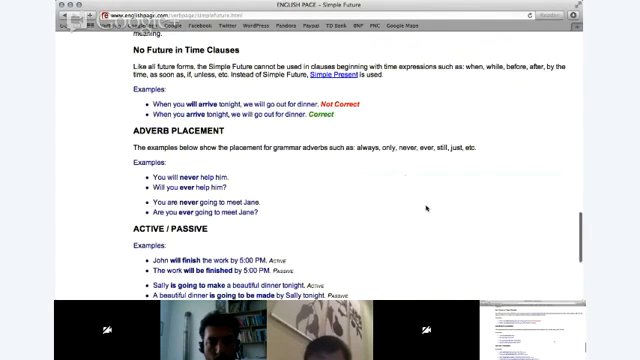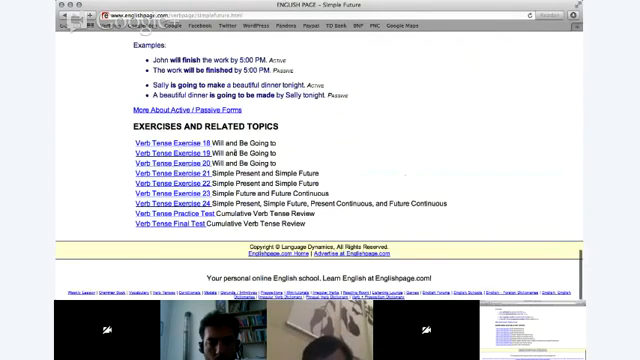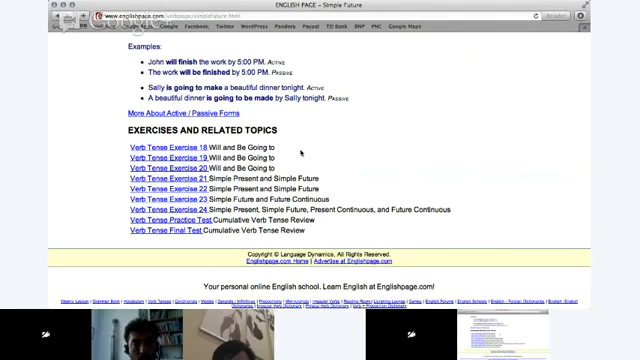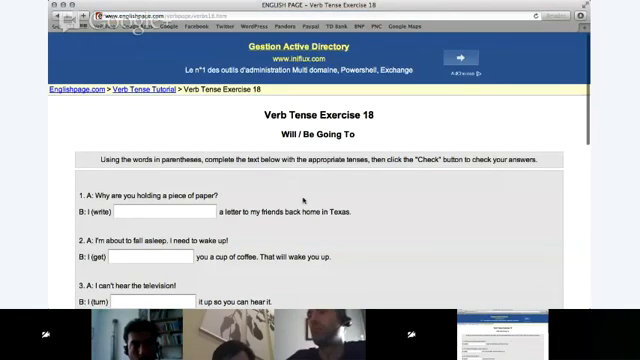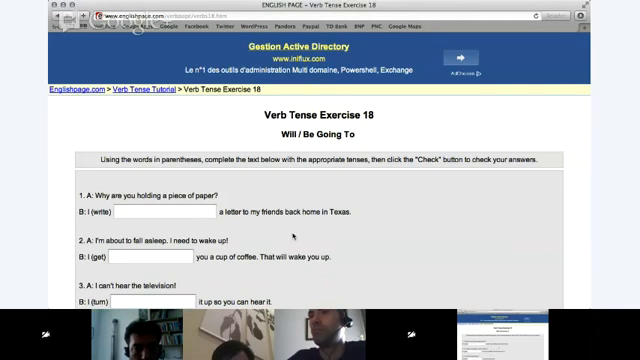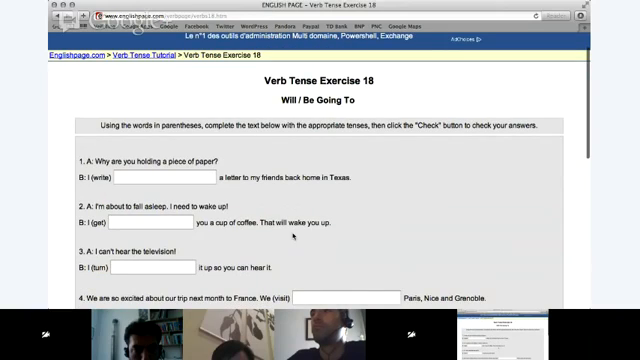So what I want to do is to take a look at will and be going to, verb tense exercise 18. So if we take a look at the bottom, we can just get a few minutes of practice. All right. So is everyone on this exercise? Yes. All right, and we'll see how well we do. All right. So would anyone like to read number 1 for us? The part A.